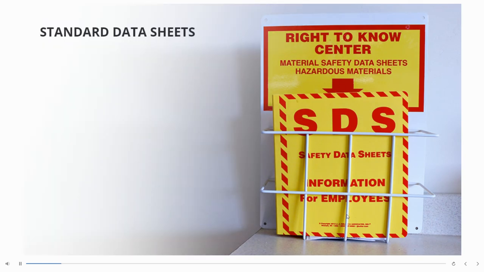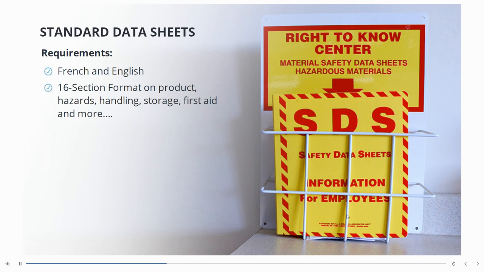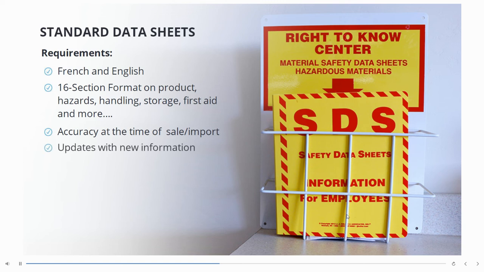Additional requirements for WHMIS 2015 for Standardized Safety Data Sheets, SDS, include SDSs must be in both English and French, be accurate at the time of each sale or import, and updated to include significant new information. Statement, trade secret. If the safety data sheet provides a concentration range, it must also provide, immediately following the concentration range, a statement to the effect that the actual concentration is withheld as a trade secret.